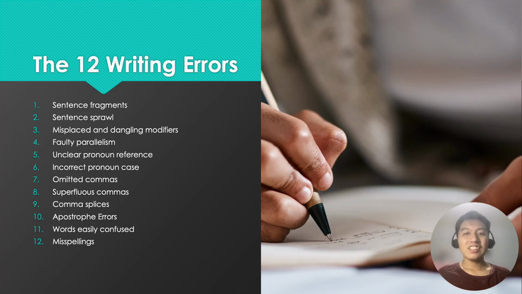Now, let us discuss the 12 most common writing errors that often undermine clarity in written communication, according to the Writing Center at the University of Wisconsin-Madison. I will discuss each one of these errors in the next few slides.